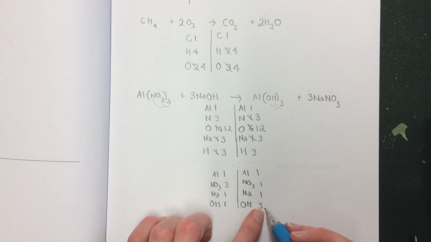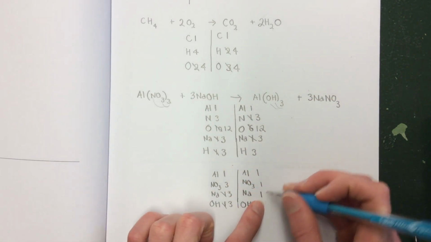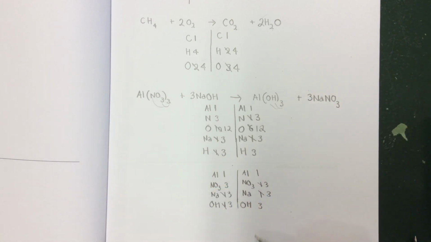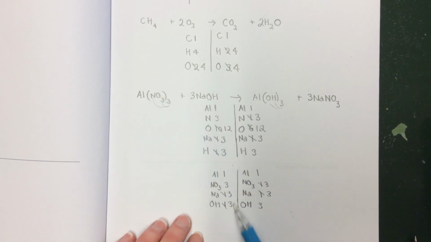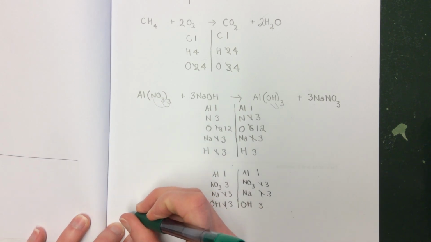So it makes it really easy to see. To balance my OHs, I just put a 3 here. And to balance my Na, NO3, I just put a 3 here. Okay, a lot simpler, a lot more streamlined if you do that. So, if you're good at noticing polyatomic ions, highly recommend treating them as one unit. But if not, you can do it the long way and that's fine too.